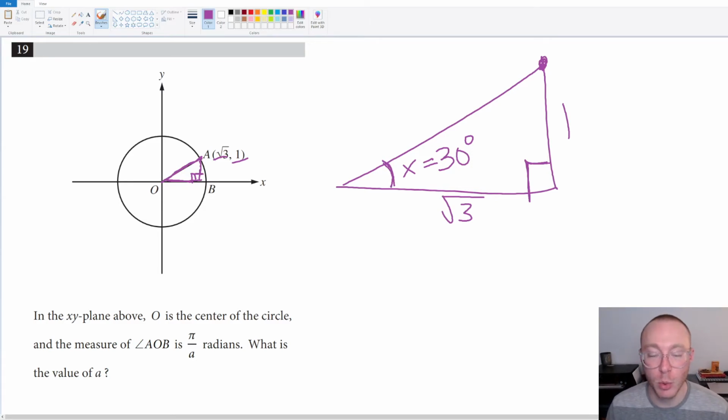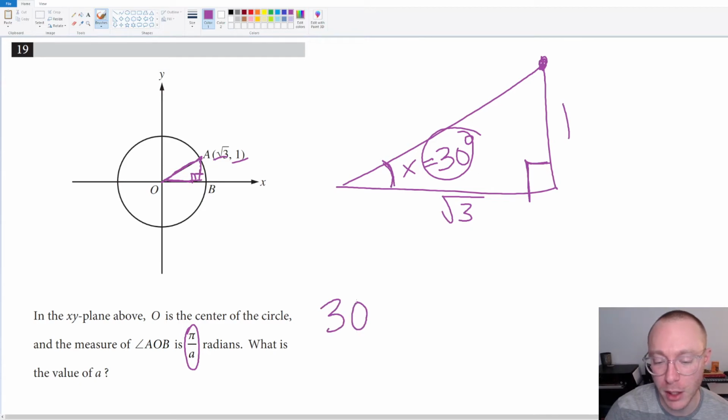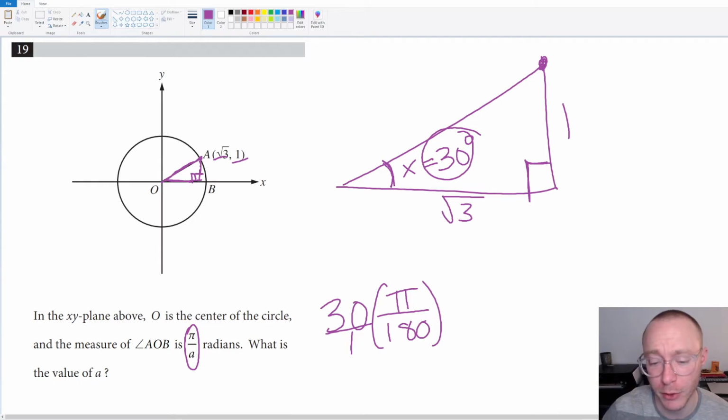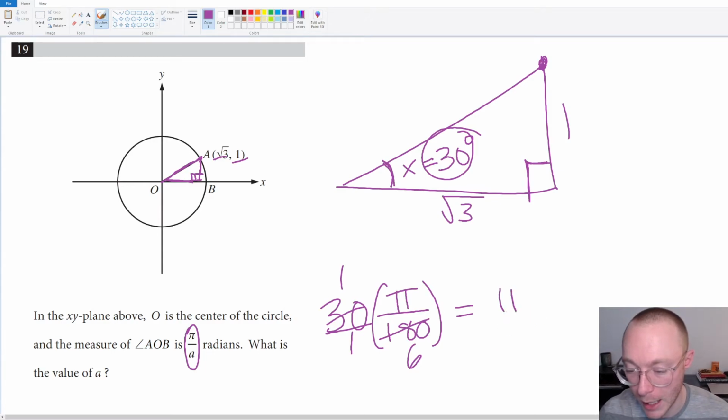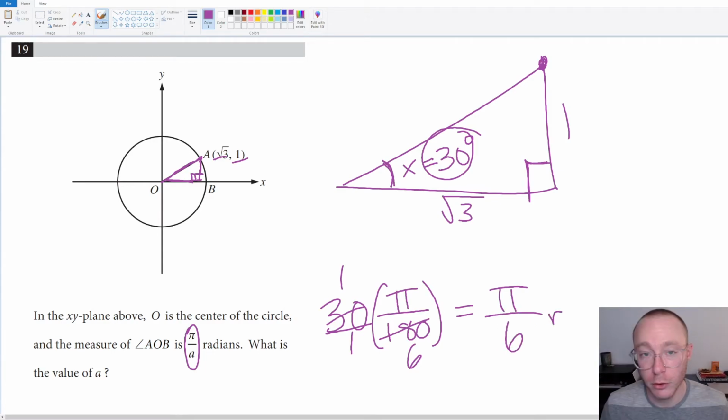Now we've got to figure out what A is. So in order to do that, we just take a degree measure like 30 and multiply it times pi over 180. And if we can simplify, like for example 30 and 180 have a common factor of 30, we could just divide those out and get 6. But when we convert this, we should get 1 over 6 pi, or maybe it's even better to just write this as pi over 6. That is the number of radians for 30 degrees.